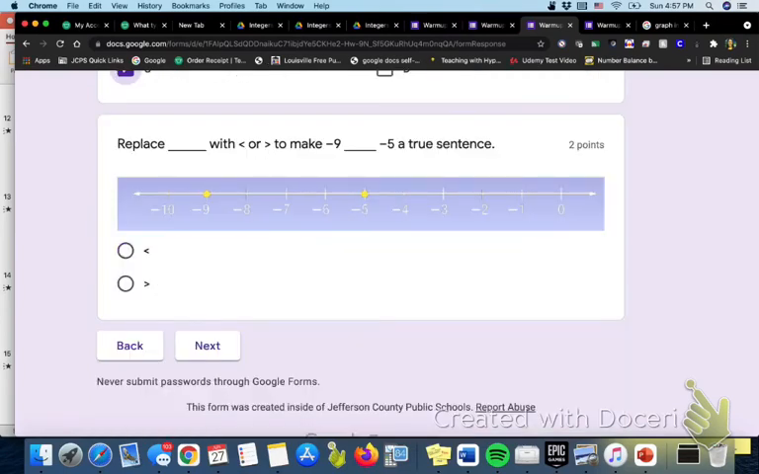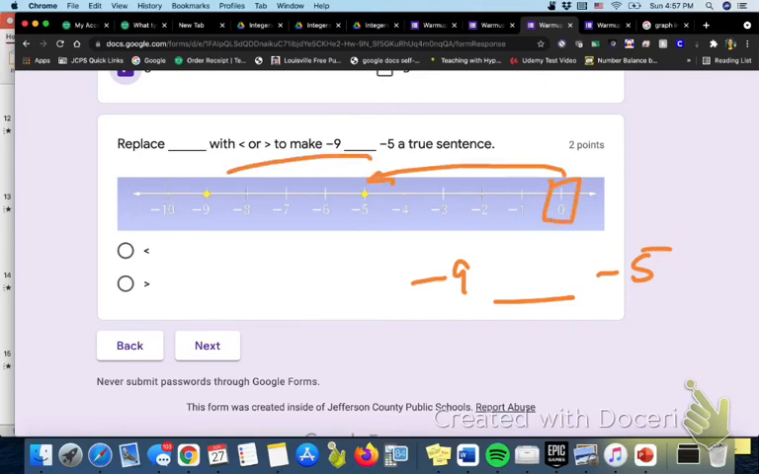Okay, last but not least, it asks us to fill in the blank with a greater than or a less than symbol. I'm going to rewrite it over here to make it a little bit easier to see. On the number line, here's 0, right? So -5 is right here. -9 you might think is bigger, but -9 is actually more negative than -5.